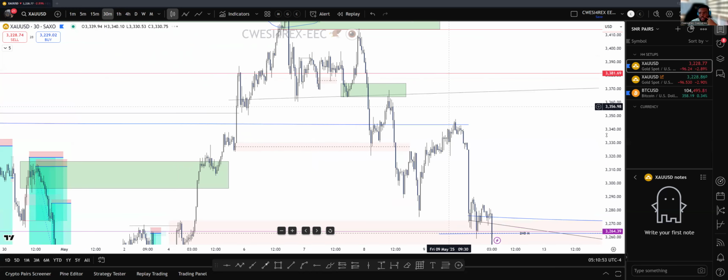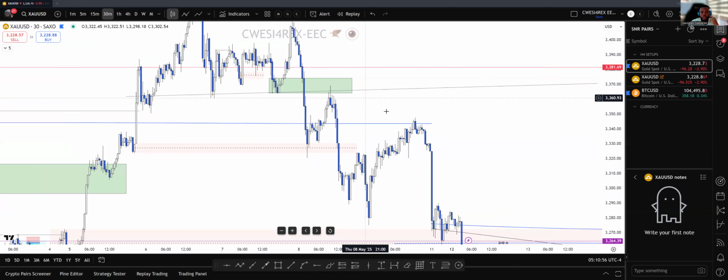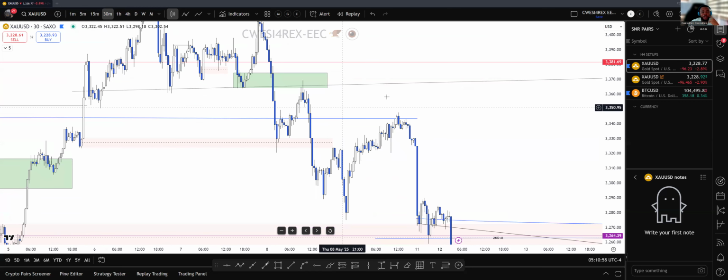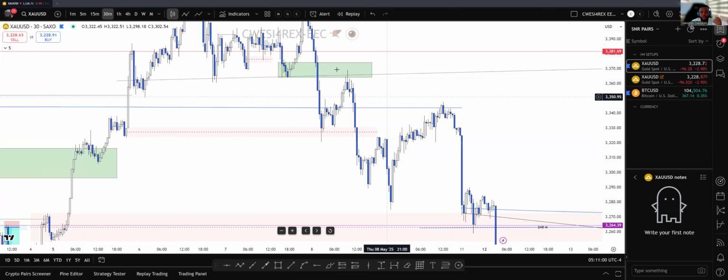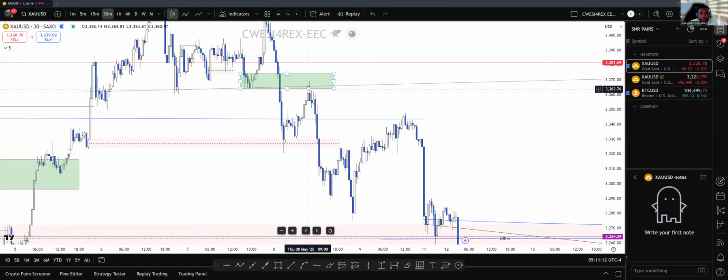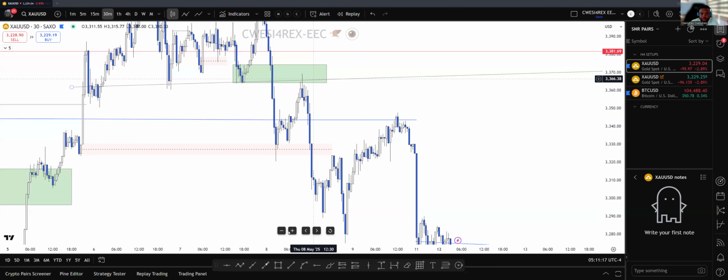Let me quickly show you guys a confirmation entry, how to take it. So we have different types of engulfing. I won't go that deep. But if you don't want a bigger stop loss, you can just use the confirmation entries.